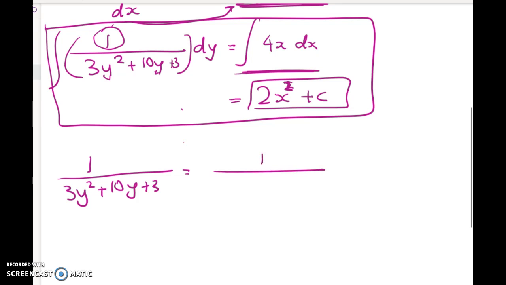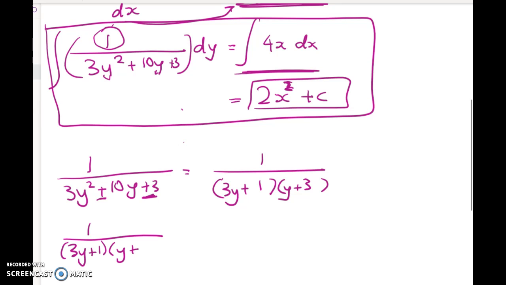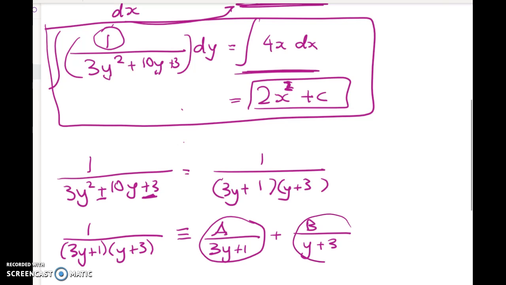So the first step is to factorize this, and it factorizes very easily. We've got 3y times y, we've got a plus and a plus. So if you just stare at that for a second, hopefully you'll see that it factorizes like this. And what we want to do now is to write 1 over (3y plus 1)(y plus 3) as a constant over 3y plus 1 plus a constant over y plus 3. Because if we do that, integrating this is going to be a piece of cake, and this as well. And they're both going to have a natural log in them.